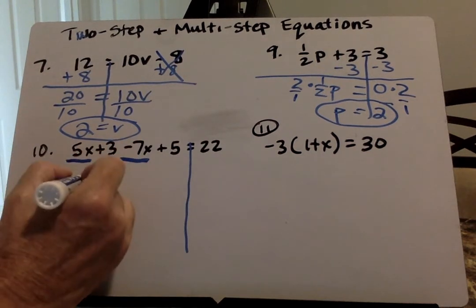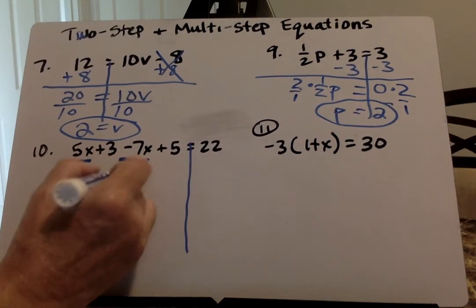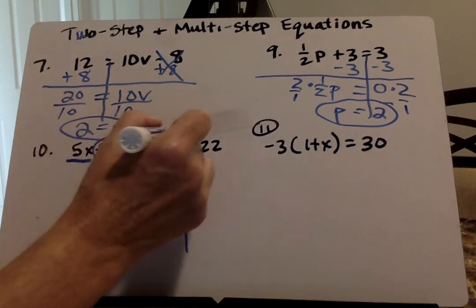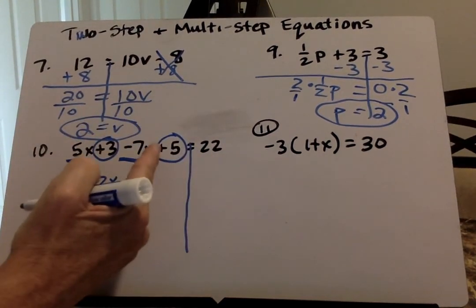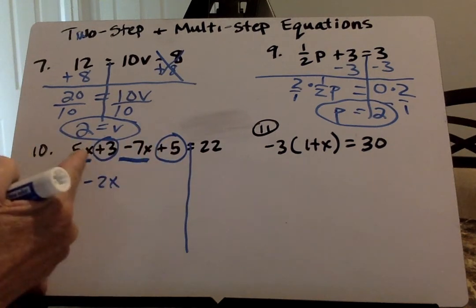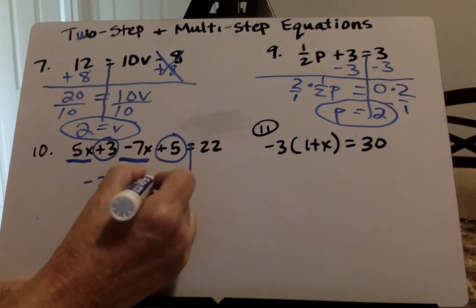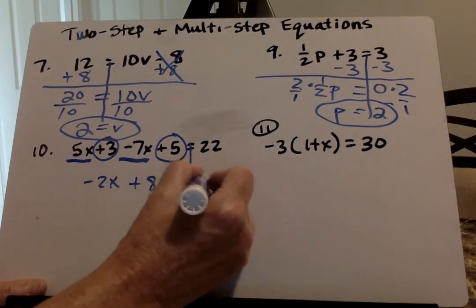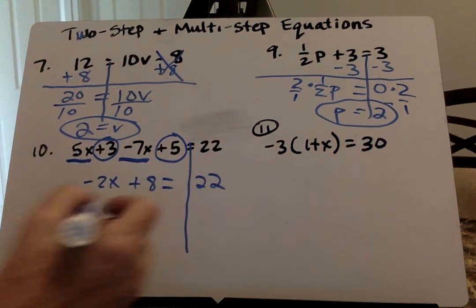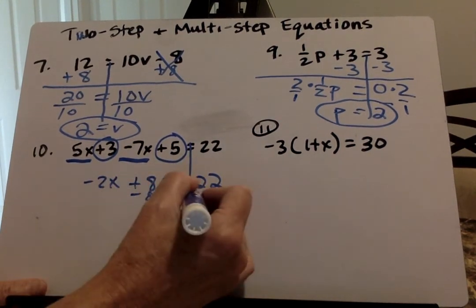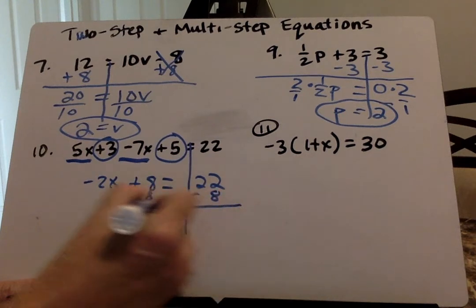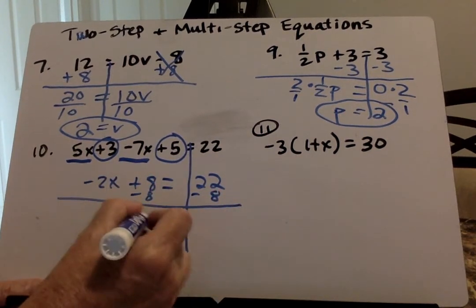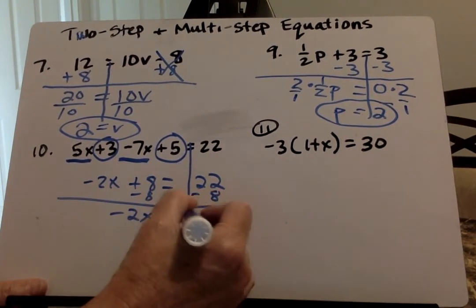5x minus 7x is negative 2x. Now I'm going to combine a plus 3 and a plus 5. See how I look at what's in front? Plus 3 plus 5 is plus 8 equals 22. And then I go subtract 8, negative 2x equals 14.